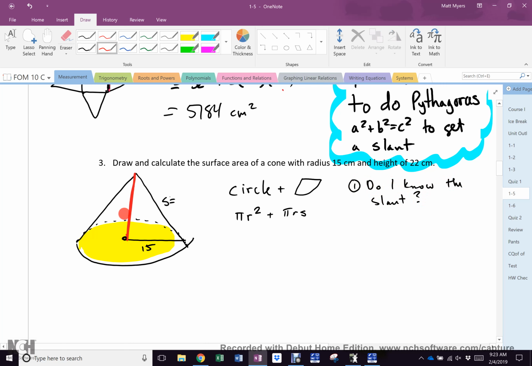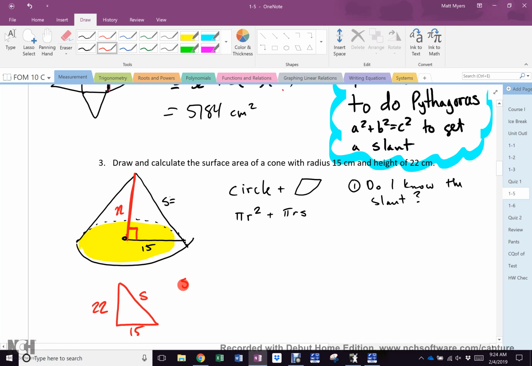What do I know? The height is 22. So what shape? What angle is right here because I went base height? That's a 90 degree, right? So I have this triangle, 15, 22. How do I find my slant? I remember that Pythagoras gets me my slant.